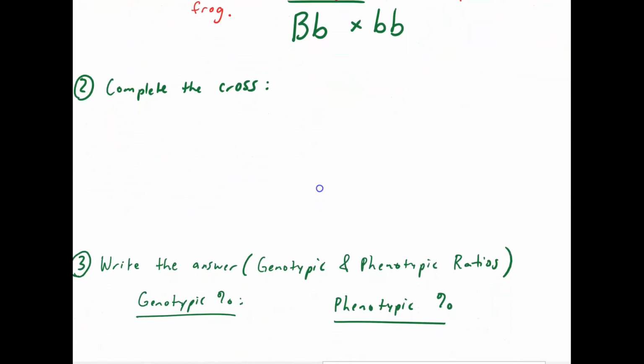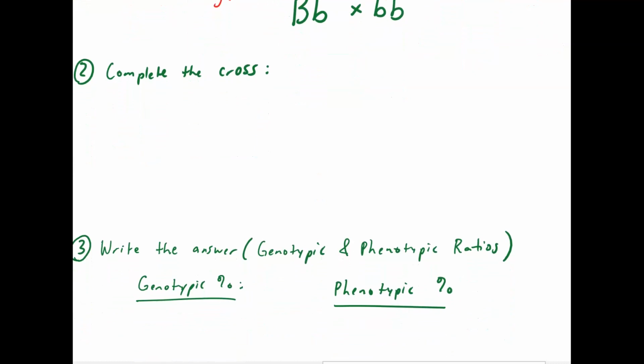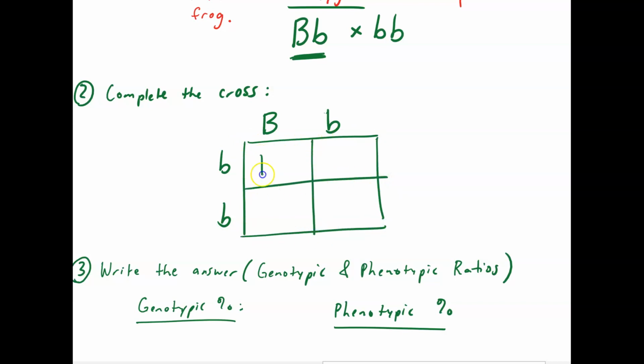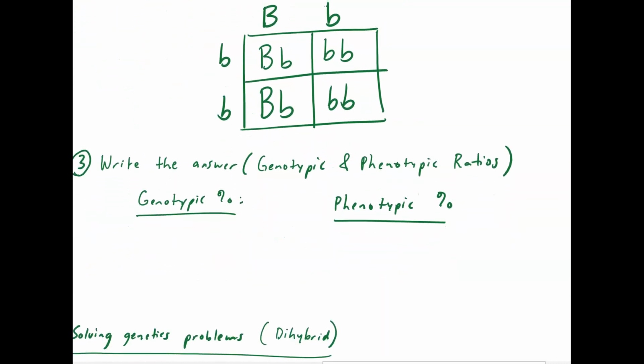The second part here to complete this cross, to actually complete it, is we have one parent here. So my first frog alleles are going to go on the top. My second frog alleles are going to go on the side, like this. And I just simply go through and do my cross. I'm sure you've probably done something like this before. Alright, and then the last step is to go through and do the genotypic and phenotypic ratios, which sometimes they're the same, sometimes they're different, but we're still going to want you to write these out.